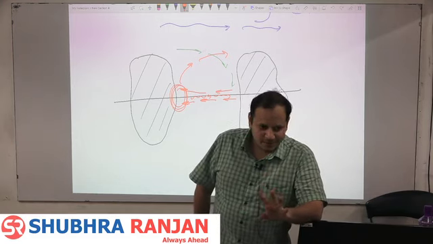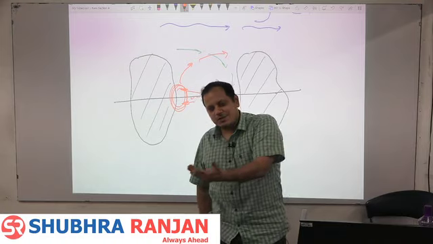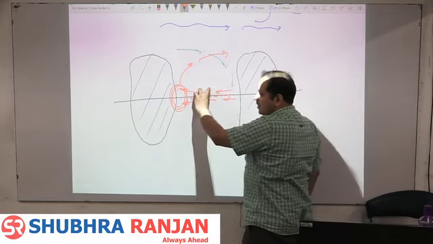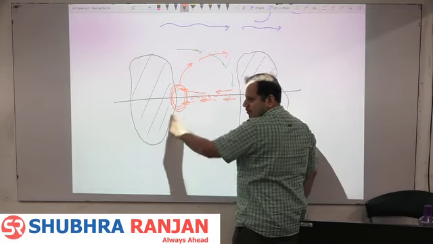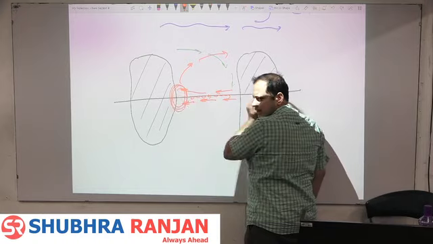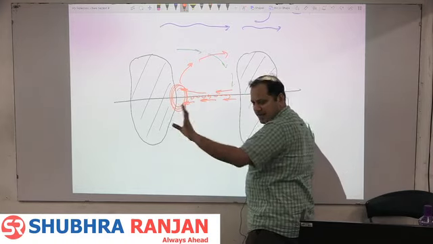Gyre मतलब क्या? Circulatory motion. Fine. Western boundary intensification मतलब क्या? कि the convergence of north and south equatorial current will result into piling up of water here, which will cause the counter equatorial current to flow back. This is what is known as the western boundary intensification. Getting it?